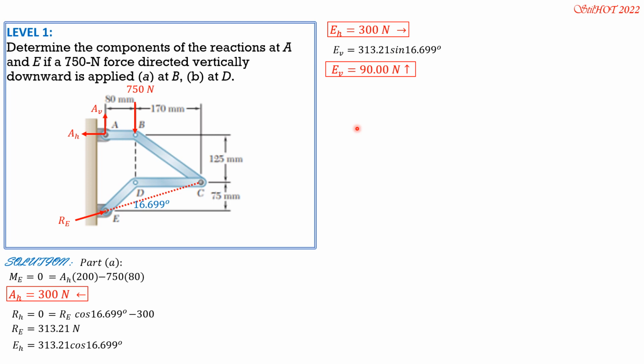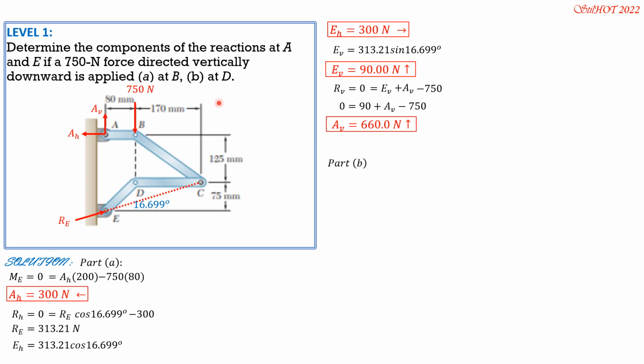Finally, set the vertical component of the resultant to 0, for the whole system. So the sum of vertical forces, A vertical plus E sub V, then minus 750, equals 0. Substitute the value of EV, which is 90, so 0 equals 90 plus A vertical minus 750. So A vertical is 750 minus 90, so it is equal to 660 newtons upward. So that's it. That's the complete solution to this problem.